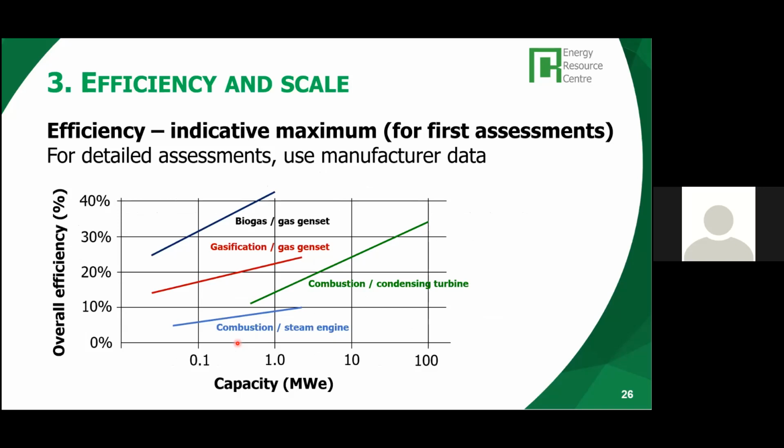Some indicative maximum values, which can be used in first assessments of systems: for biogas generator sets, as indicated, roughly 25 to 40%. Larger systems could go to 42, 43%. That would be really high-end combustion systems.